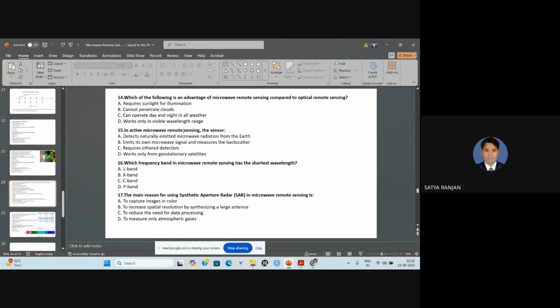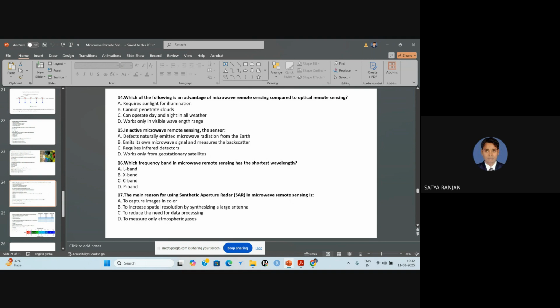Then which of the following is the advantage of microwave remote sensing compared to optical remote sensing? So now we just cover this. It requires sunlight for illumination? No. Cannot penetrate cloud? No. Can operate day and night in all weather systems. So C is the correct answer. It can operate day and night in all weather and it can penetrate through cloud.